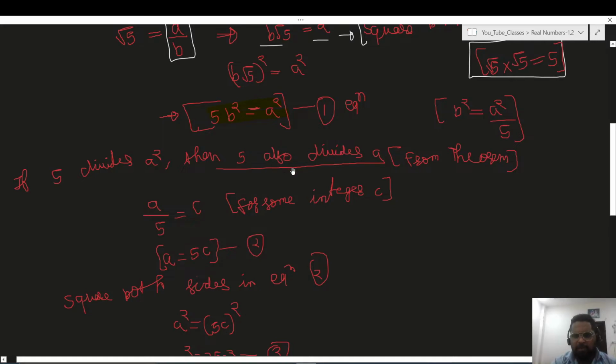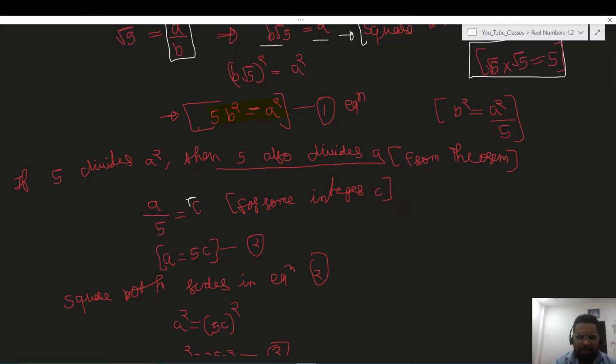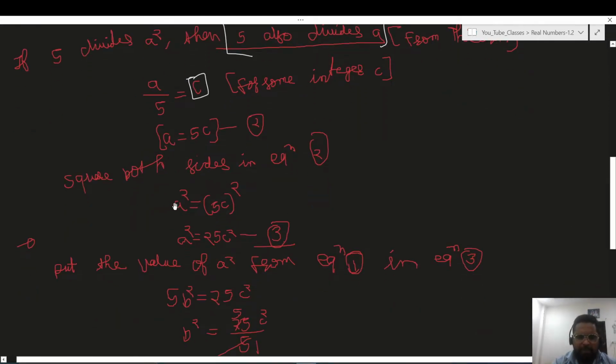So here I am supposing that 5 is also dividing a, so on dividing a by 5, I will get c here, some random integer, because according to the theorem a is also divisible by 5. So as you can see here, a is equal to 5c. I need to square both sides again in the second equation, then I will get a square is equal to (5c) whole squared. Opening this bracket, a square is equal to 25 c square. I will give this the name of third equation.